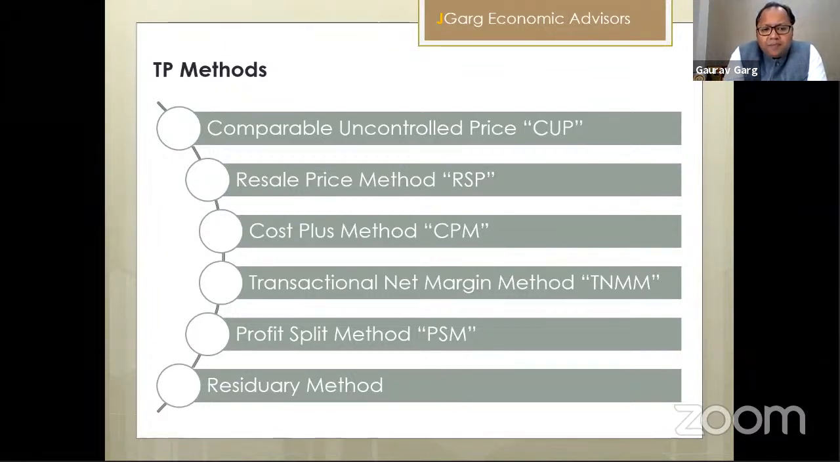So in RPM, this is the resale price method. I think it should be RPM and not RSP. Sorry for this. It should be RPM and not RSP. Let me make the correction here.